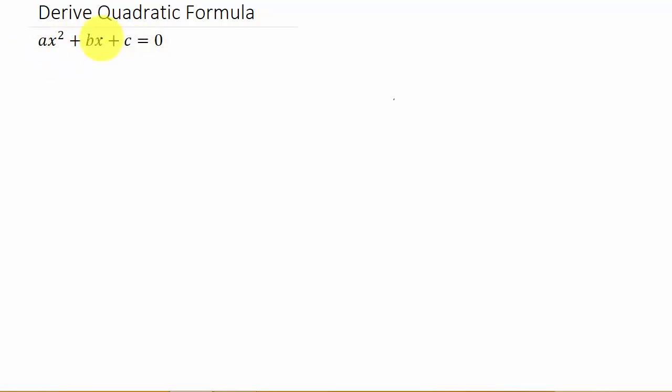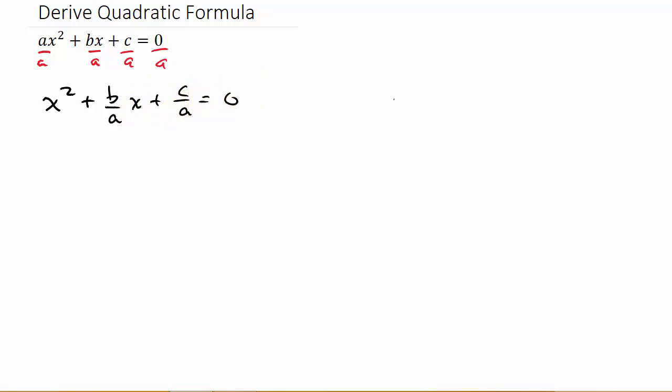So remember, in order to complete the square, whatever number is in front of x squared has to be a 1. So the first thing we're going to need to do is divide everything by a to get the a out from in front of the x squared term. So that's going to leave us with x squared plus b over a x plus c over a equals 0.